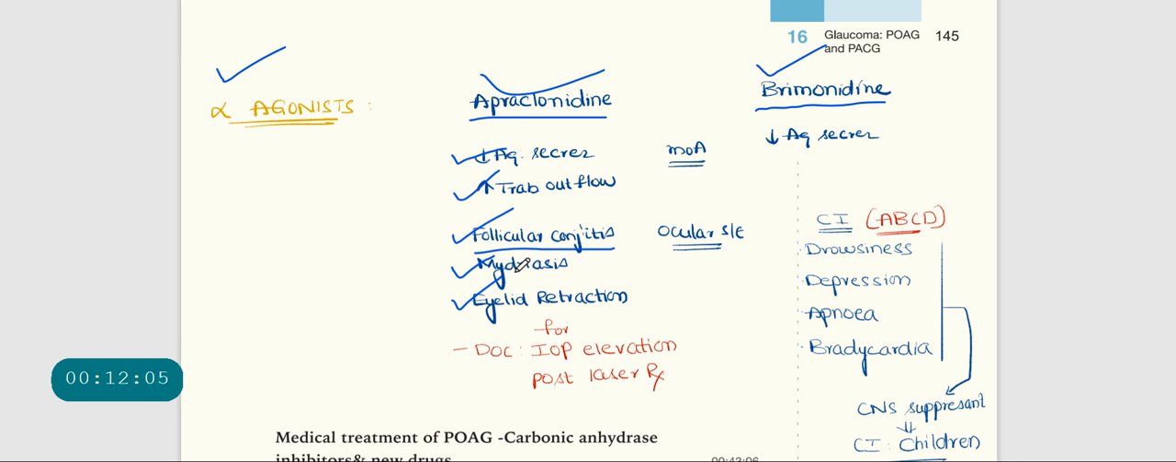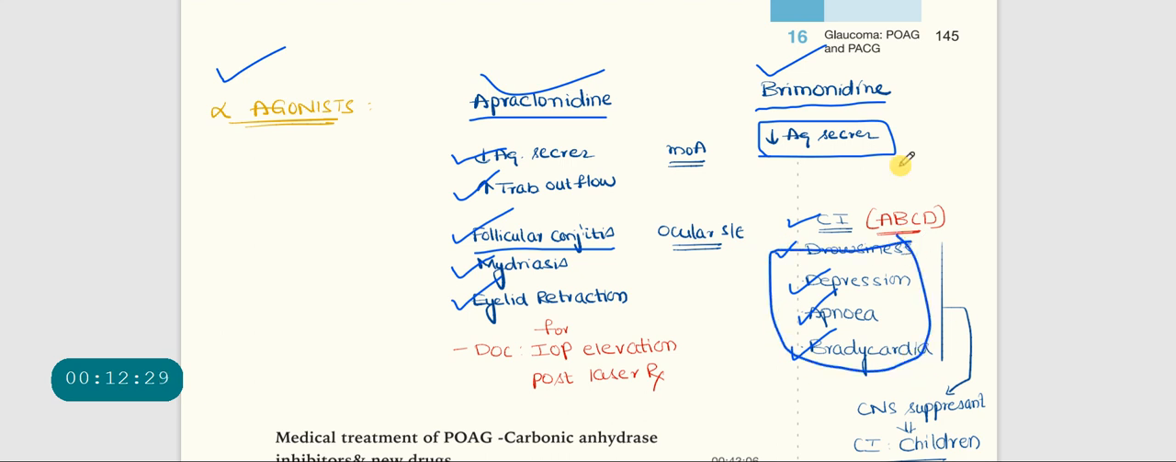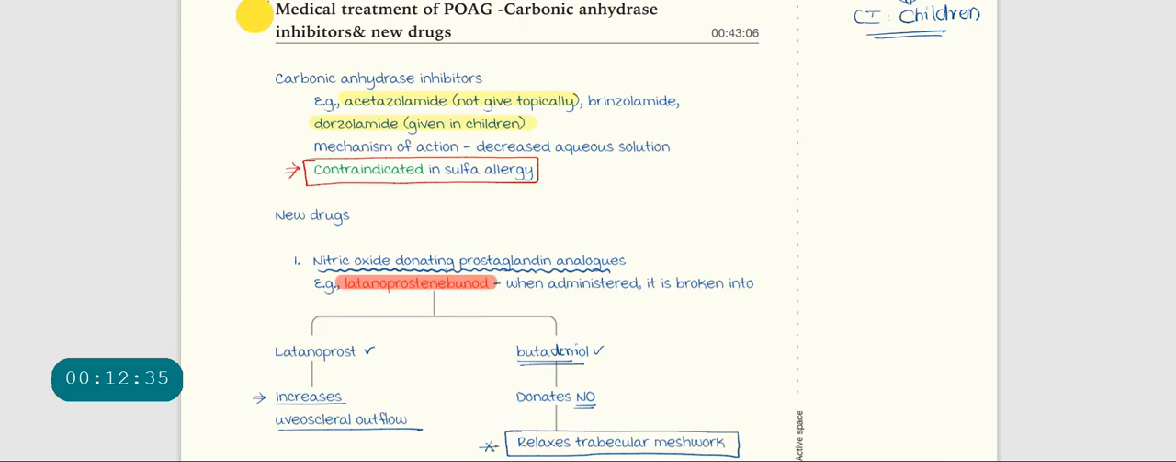Now brimonidine, the mechanism of action is simply that it decreases aqueous secretion. What are the ocular side effects and contraindications for this? So contraindications are drowsiness, depression, apnea and bradycardia. These are the contraindications for brimonidine. Okay.